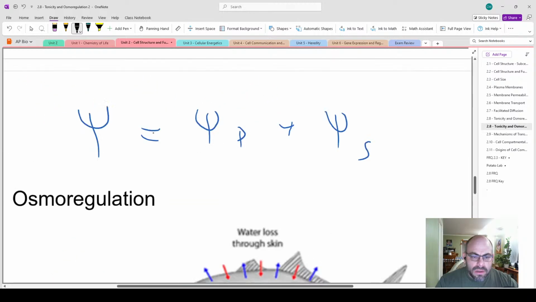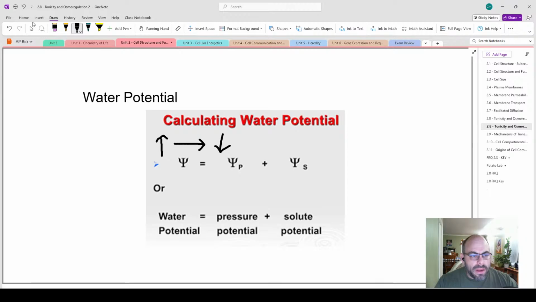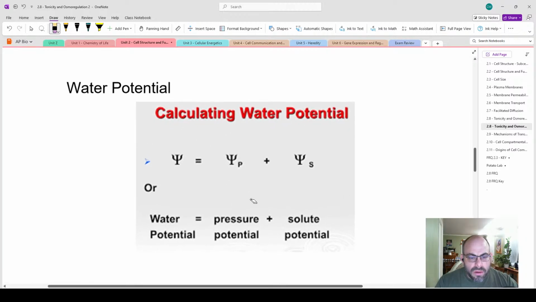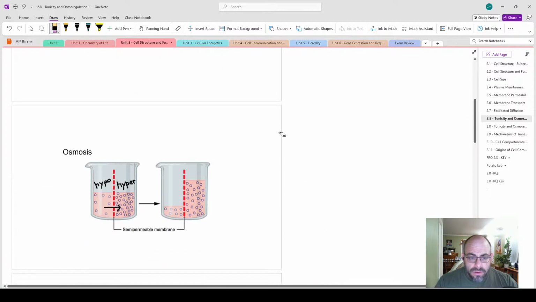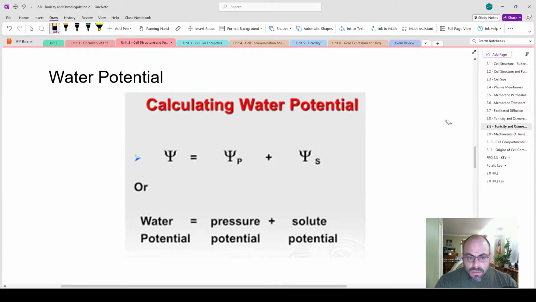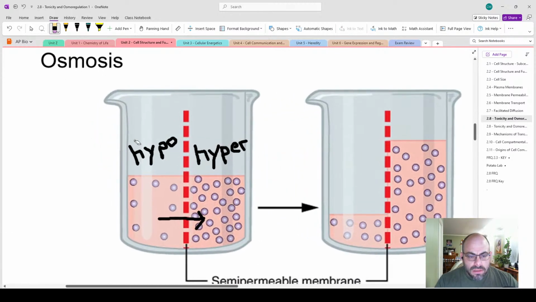And we came up with another way. We didn't come up with it at all. Somebody already did. We just learned about it. We talked about another way how water moves, and it's this idea of water potential. And water potential is the same. This is all the same. Water moves from hypo to hyper. Water also moves from high water potential to low water potential. And so you could say that this is high and this is low, right? Because it's the same thing.